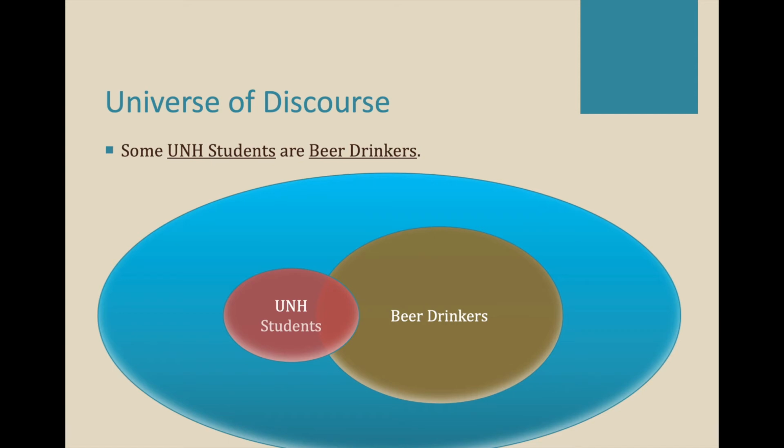But then also represented here in the big blue circle, right, is the universe of discourse. That is, those people who are non-UNH students and those people who are non-beer drinkers. And so that would be a visual, Venn diagram display, in effect, of the universe of discourse for this two-term statement.